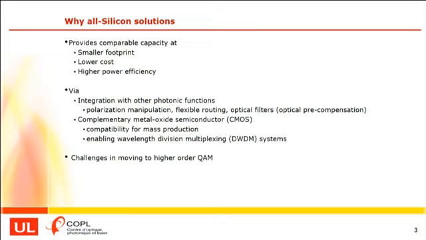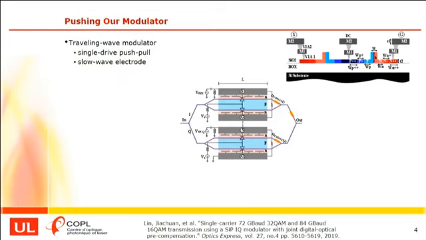So first I'd like to talk about the motivation, and that is, why are we looking at all-silicon solutions? We saw in the plenary from Acacia that using an all-silicon solution gives us a smaller footprint, potentially lower cost, lower power. And all of this is coming because we can do integration on these all-silicon devices. But there are challenges in using all-silicon as we move to higher order modulation formats. So the results I'll be presenting today refer to a traveling wave modulator using a single drive push-pull.